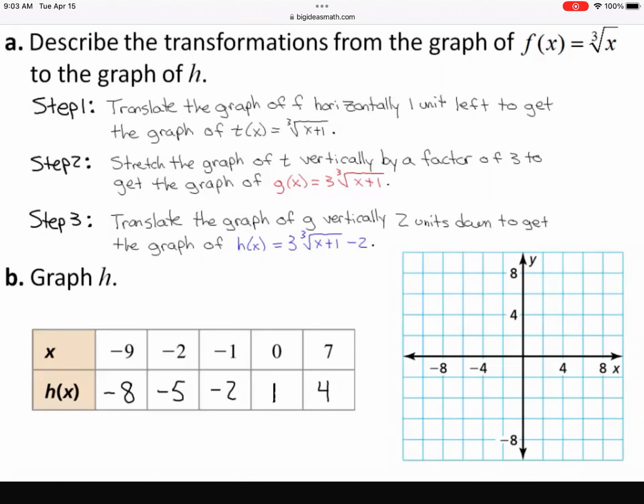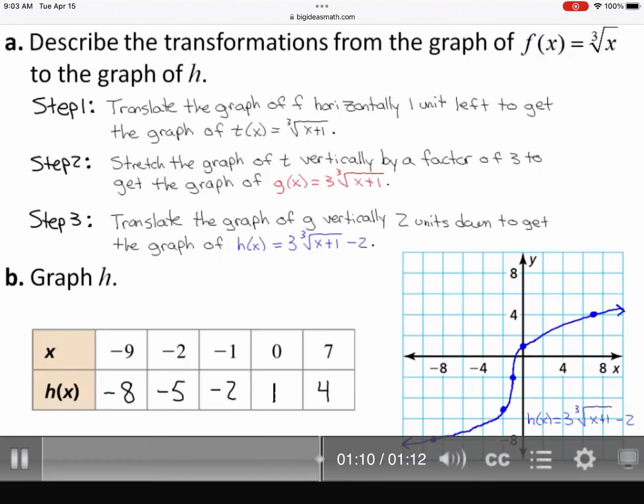So plot the ordered pairs (-9, -8), (-2, -5), (-1, -2), (0, 1), and (7, 4). Then draw a smooth curve through the points.